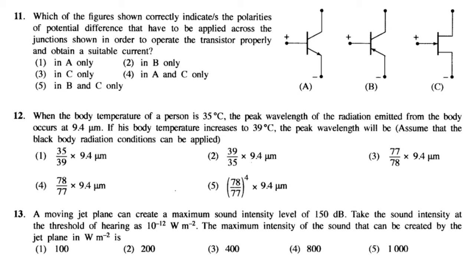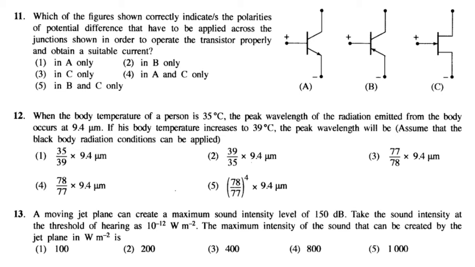According to Wien's displacement law, we know the equation lambda m T equals constant. Lambda m is the peak wavelength of the radiation, T is the thermodynamic temperature. Lambda m into T is constant. Lambda m, peak wavelength of the radiation.